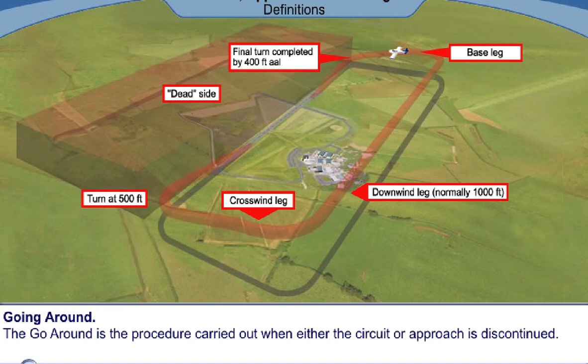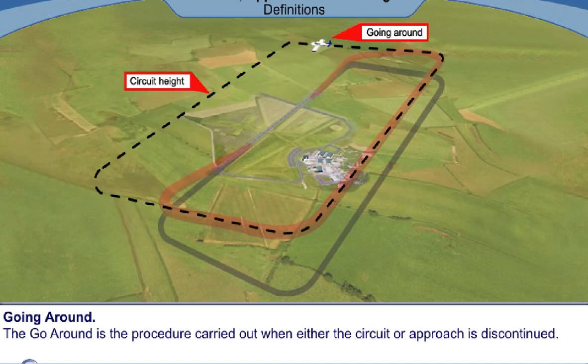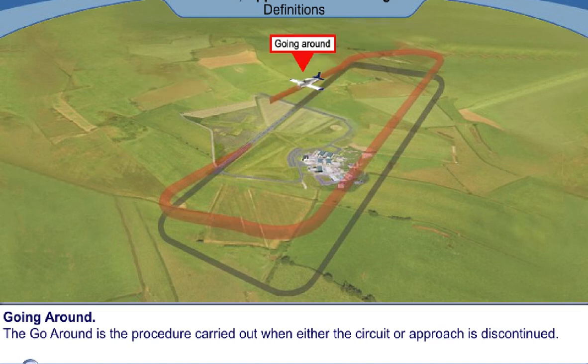For many reasons, you may find it necessary to discontinue your circuit or approach, and to go around for another circuit and landing. If you're still at circuit height, the procedure is to continue a square circuit onto the dead side. On the other hand, if you've started your descent on the base leg or final approach, you employ the go-around procedure.